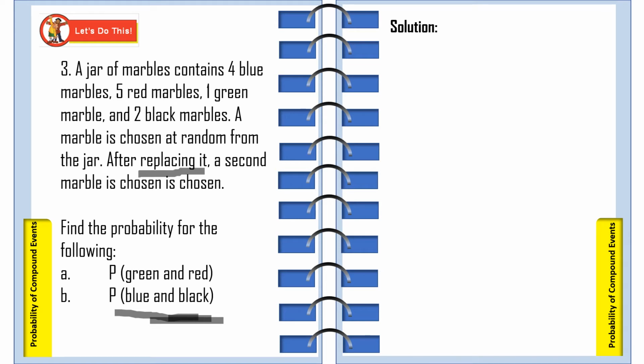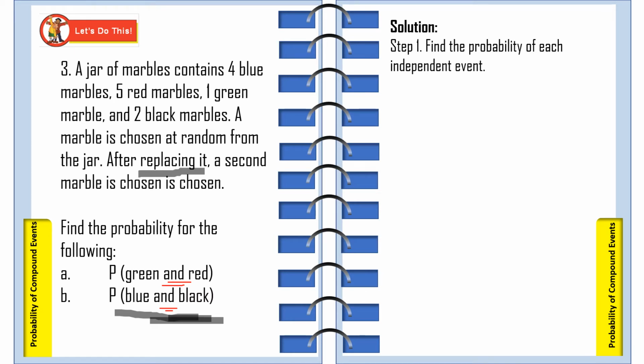Ito na. So, ito na makikita nyo. Ayan. Yung ating ginagamit na keyword dito: and. Hindi na siya or. So, pansin nyo yun sa dalawang nauna, or. Dito, and. Probability of green and red. Probability of blue and black. So, ano ba pagkakaiba ng and at saka sa or pagdating sa probability? So, makikita natin siya dito.